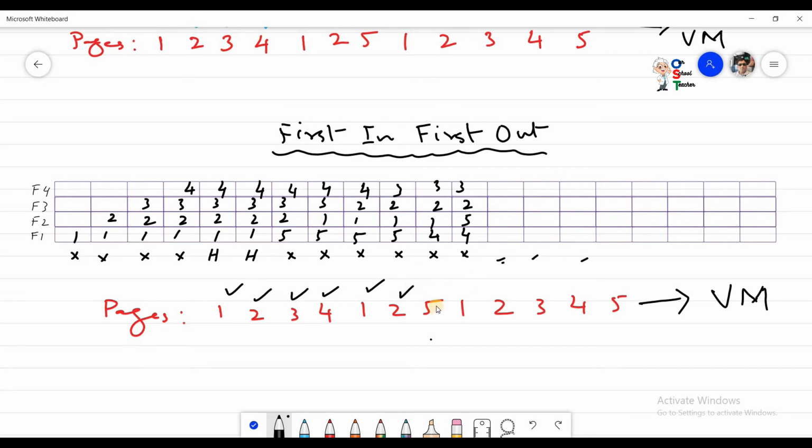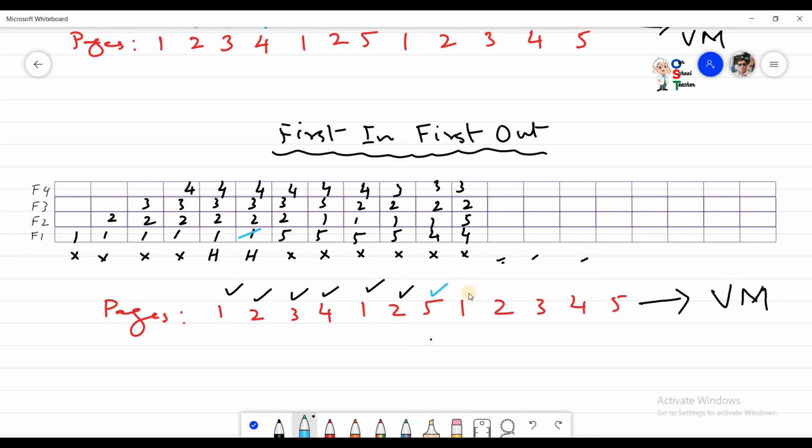Then after this, page number five is required. As we know, because we are following the first in first out algorithm, the page in the first frame came first, so this page will be removed from here, and it has been replaced with page number 5. Now we have the first frame with page number 5.